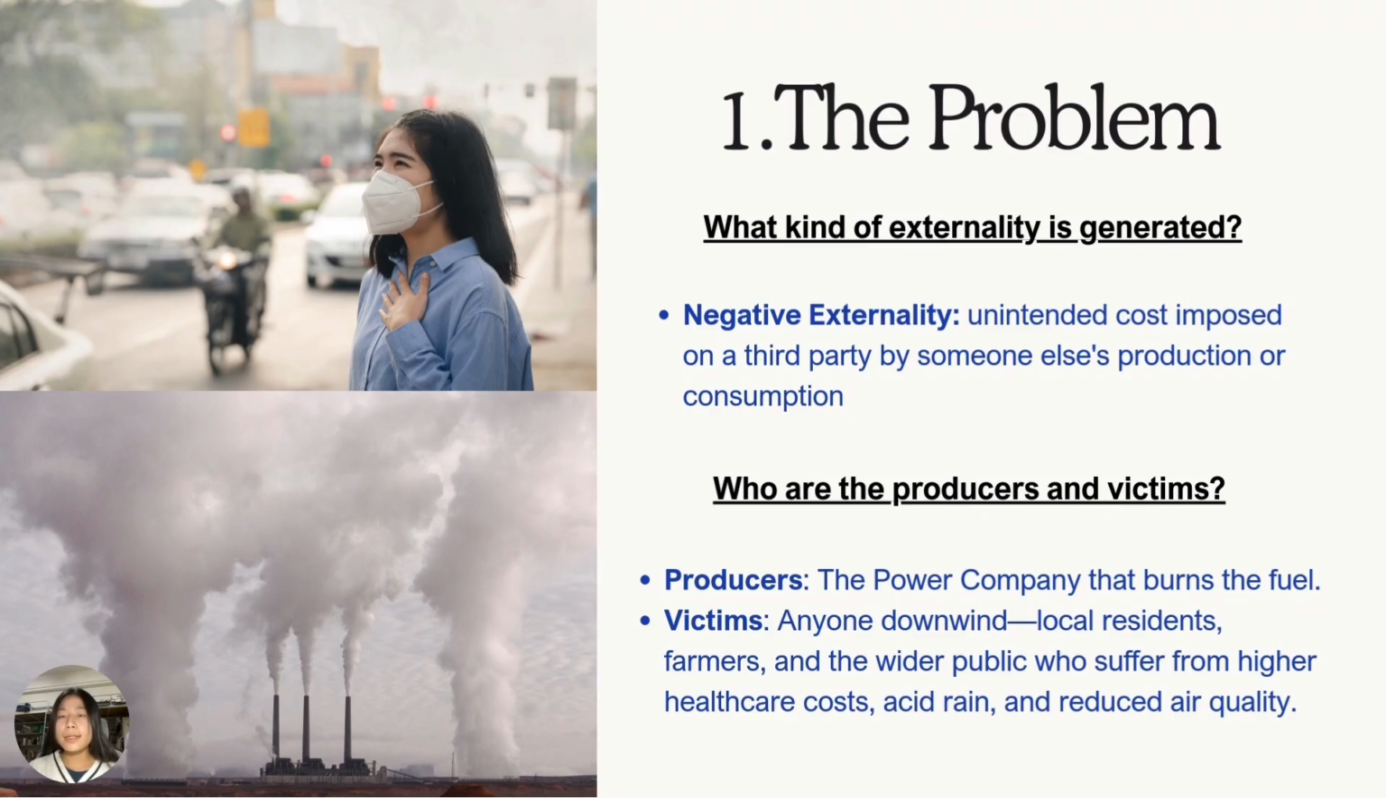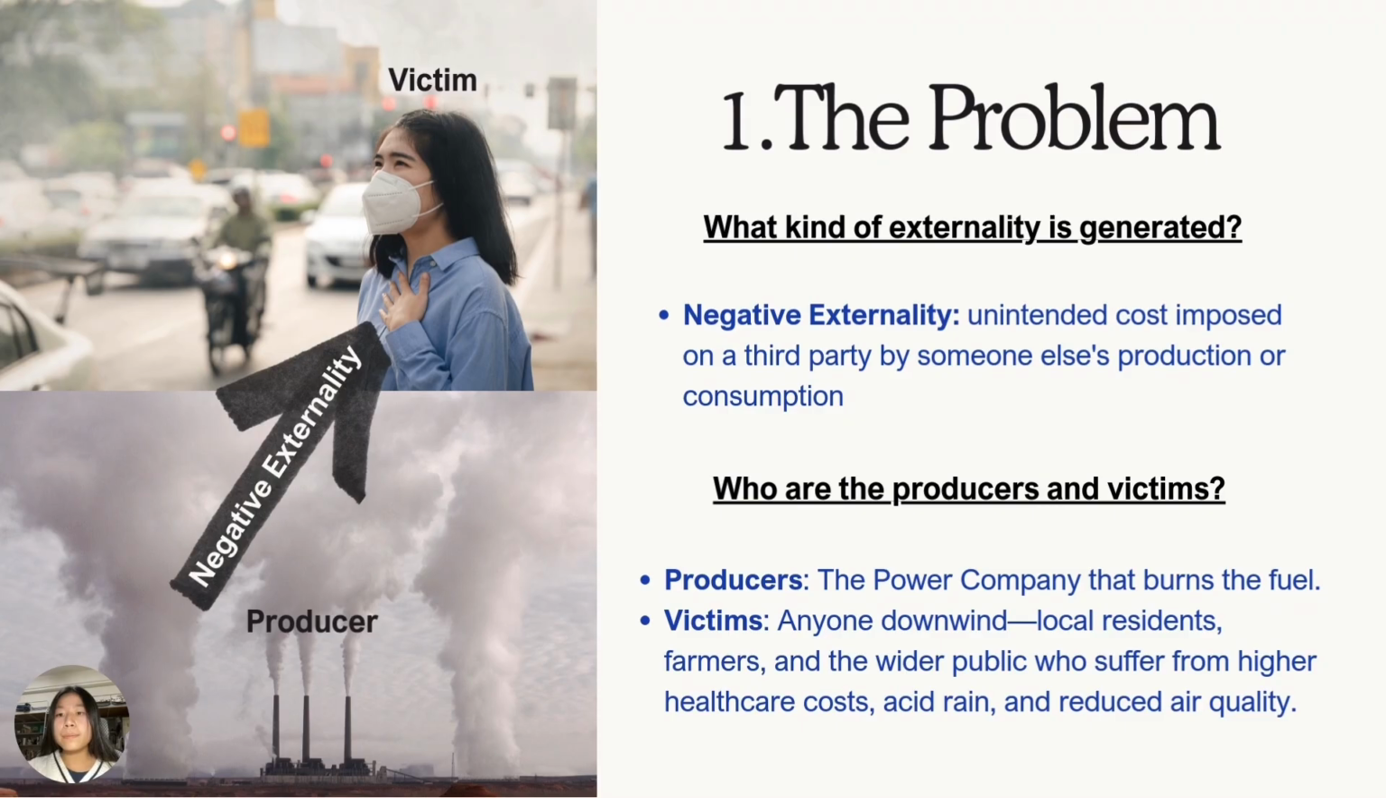This cost is also known as a negative externality, which is the unintended cost imposed on a third party by someone else's production or consumption. In this example, the negative externality comes from the producer, which is the power company that burns fuel, and goes towards the victims, which are anyone downwind, the local residents, the farmers, the wider public who suffer from higher healthcare costs, for example, acid rain and reduced air quality.